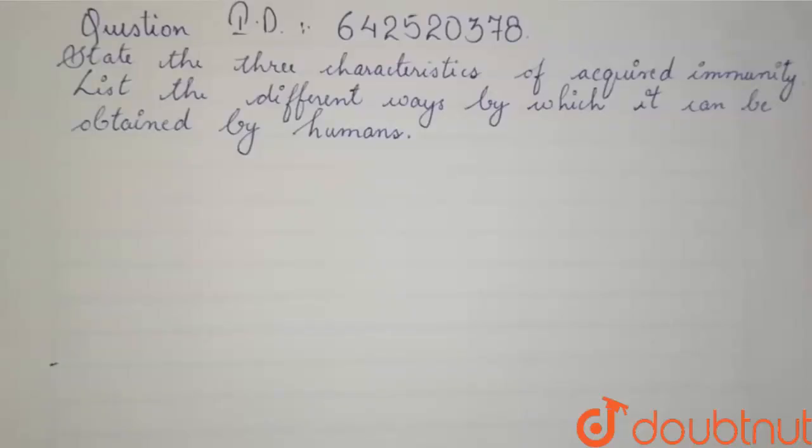In this question, we are asked to state 3 characteristics of acquired immunity and then list the different ways by which it can be obtained by humans. So first of all, what's immunity?